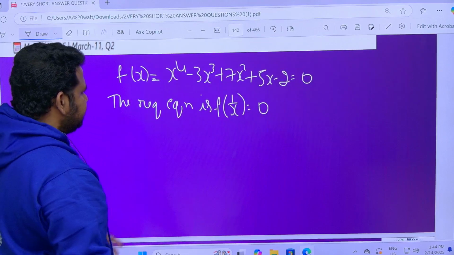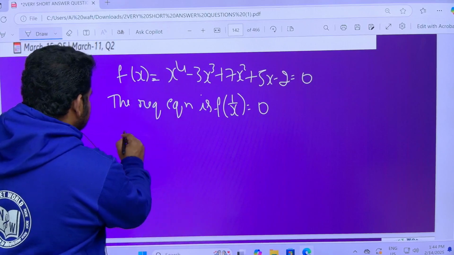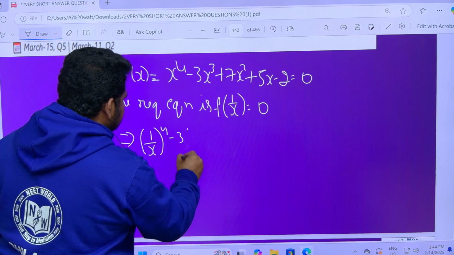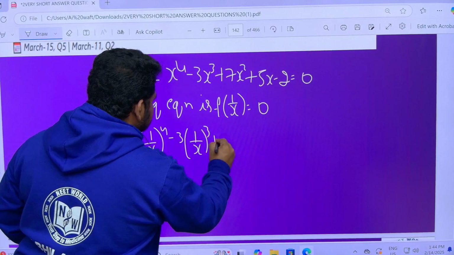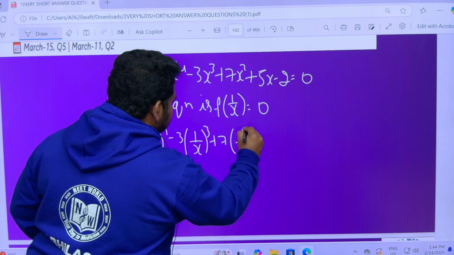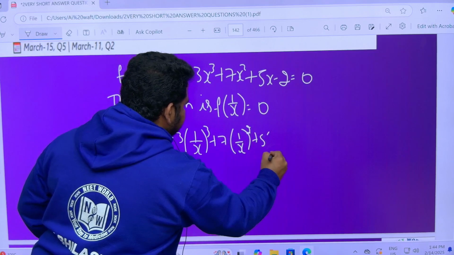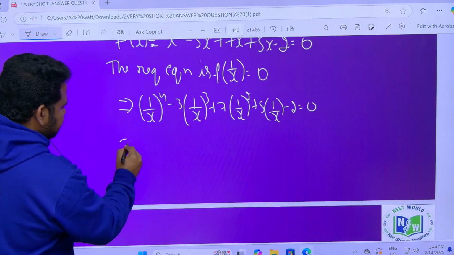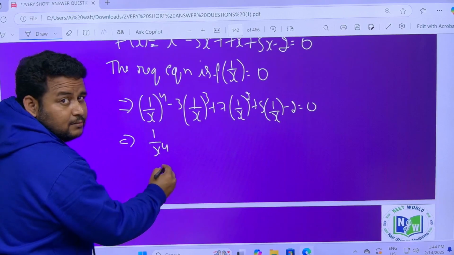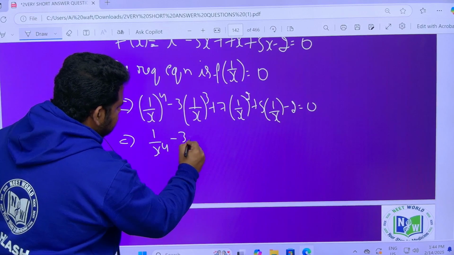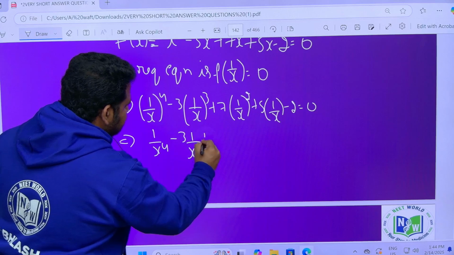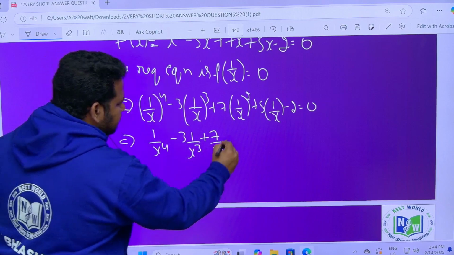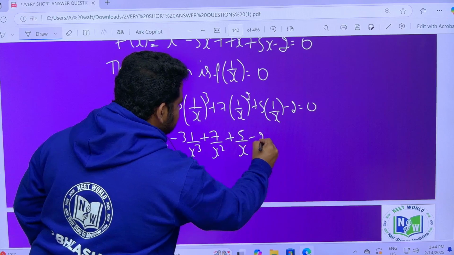So if I substitute, wherever x is there, I should put 1 by x. So instead of x, I put 1 by x to the power of 4, minus 3 times 1 by x to the power of 3, plus 7 times 1 by x to the power of 2, plus 5 into 1 by x, minus 2 is equal to 0. So this will become 1 by x to the power of 4 minus 3 into 1 by x cube plus 7 by x square plus 5 by x minus 2 is equal to 0.